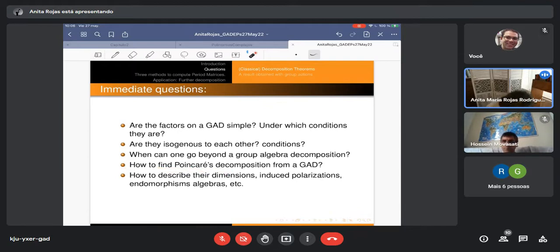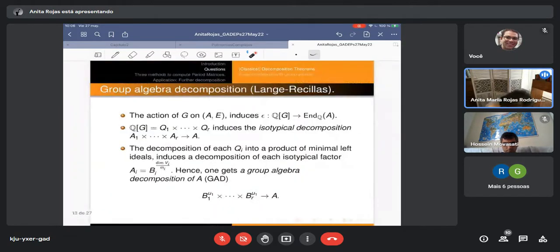How to find the Poincaré decomposition from the group algebra decomposition? Before going to Poincaré decomposition, we could want to describe the dimensions of the factors, the induced polarizations on the factors, the endomorphism algebras of them, if they have complete multiplication or not, and so on. So from the group algebra decomposition, you can get some information of the variety A.